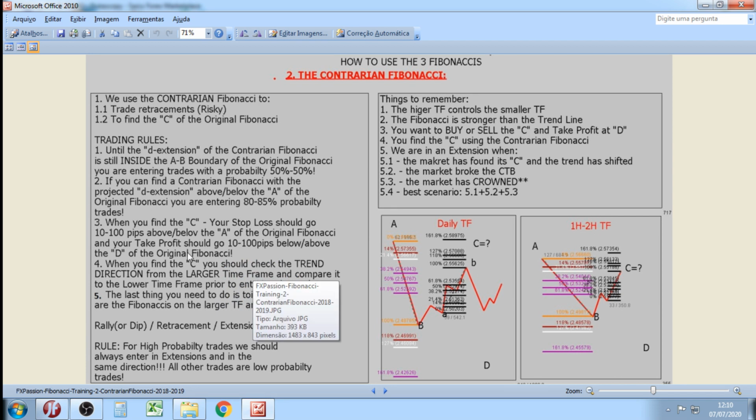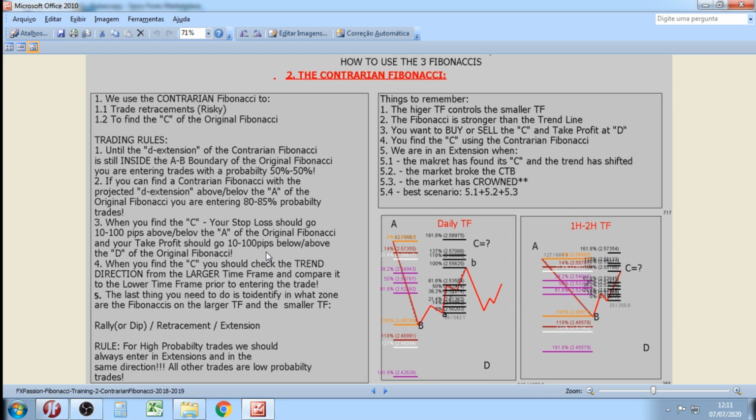Number three, when you find the C, your stop loss should go 10 to 100 pips above or below the A of the original Fibonacci, and your take profit should go 10 to 100 pips, depending on how many decimal points your broker has, below or above the D of the Fibonacci. When you find the C, you should check the trend direction from the larger time frame and compare it to the lower time frame prior to entering the trade. The last thing you need to do is to identify in what zone the Fibonacci's are on the larger time frame and the smaller time frame.